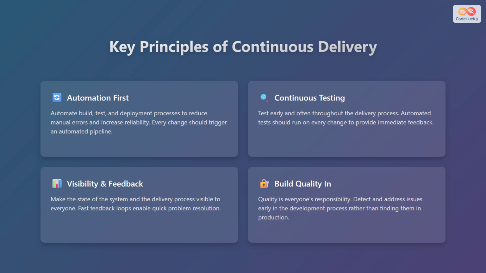Third, visibility and feedback. Make the state of the system and the delivery process visible to everyone. Fast feedback loops enable quick problem resolution. Fourth, build quality in. Quality is everyone's responsibility. Detect and address issues early in the development process rather than finding them in production.